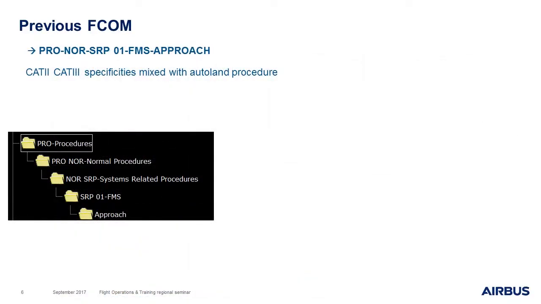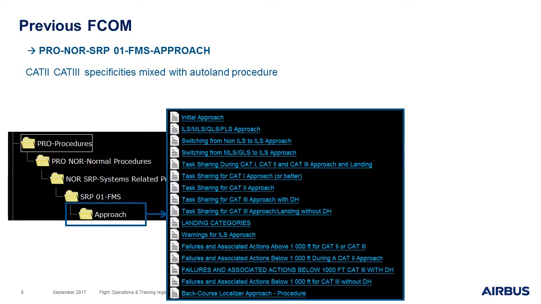Finally, everything which is linked to CAT II/CAT III approaches is given in a dedicated section of the FCOM called System-Related Procedure, where you have a lot of information linked to CAT II/CAT III approaches and to autoland, and CAT II/CAT III specificities are mixed with the autoland procedure.